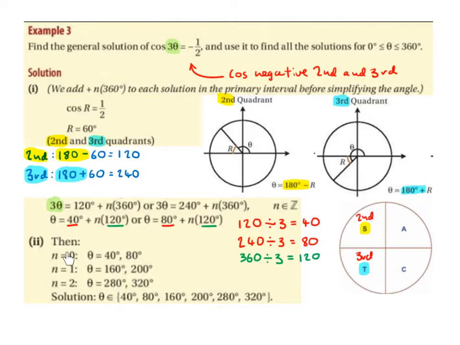So when n is equal to 0, theta is 40 degrees or 80 degrees. When n is equal to 1, theta is 160 degrees or 200 degrees. When n is equal to 2, theta is 280 degrees or 320 degrees. So the solution set is 40 degrees, 80 degrees, 160 degrees, 200 degrees, 280 degrees, and 320 degrees.